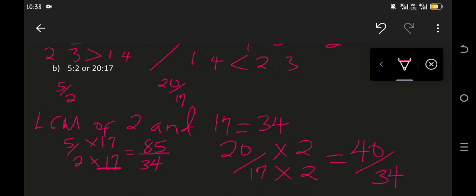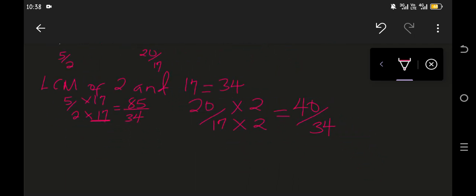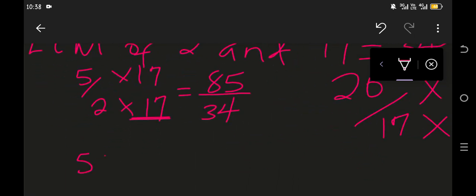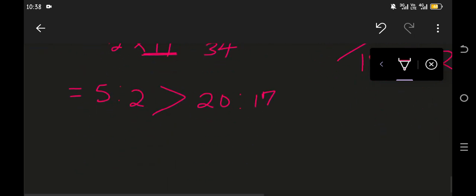Now, if you look at this, you will see that 5 over 2 is greater than 20 over 17. This means that the ratio 5 to 2 is greater than 20 to 17. Or you can talk about 20 to 17 is less than 5 to 2.